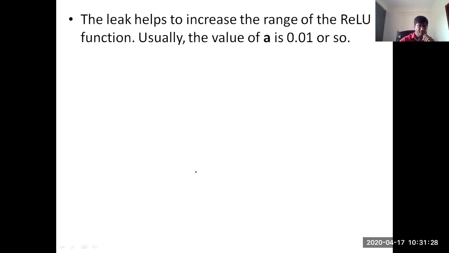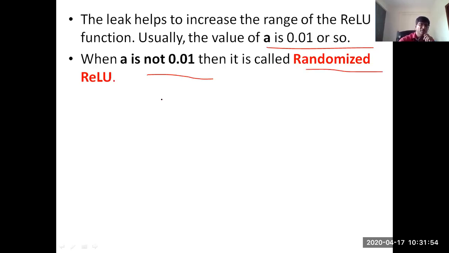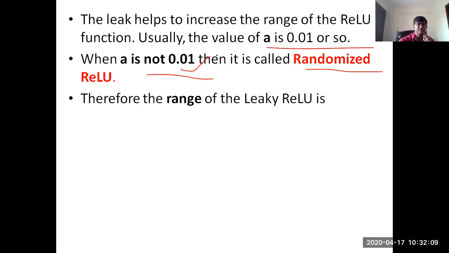We will call this a leak, which helps to increase the range of the ReLU function. And this value of leak, or this value of the constant, is normally, as I've told, in the range of 0 to 0.01, and so on. If in case this value is not 0.01, we start calling it a randomized ReLU. So there's another form of ReLU that we can call. So we have a leaky ReLU, we have a randomized ReLU.